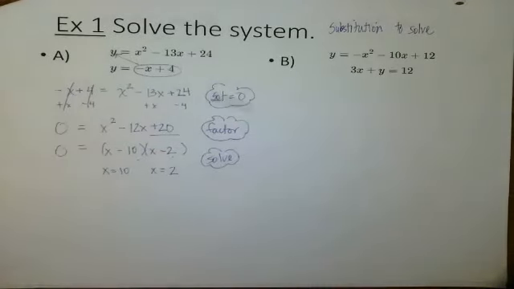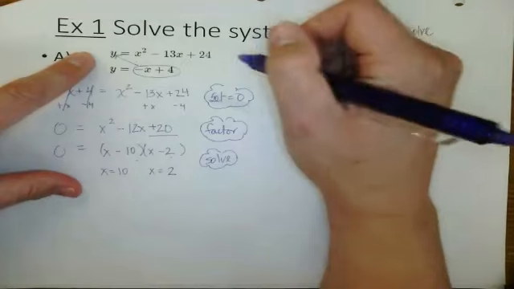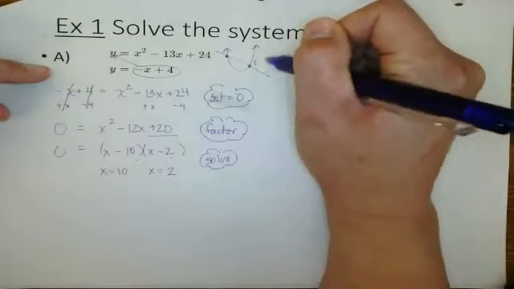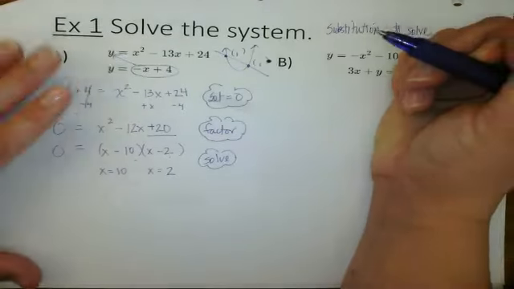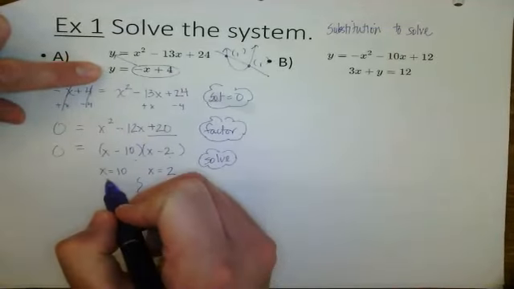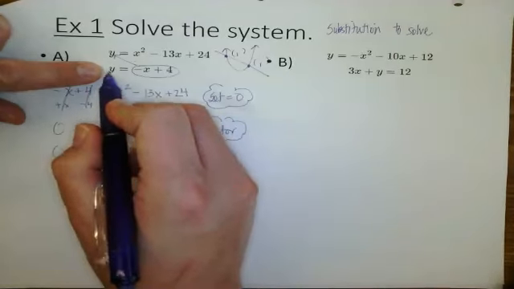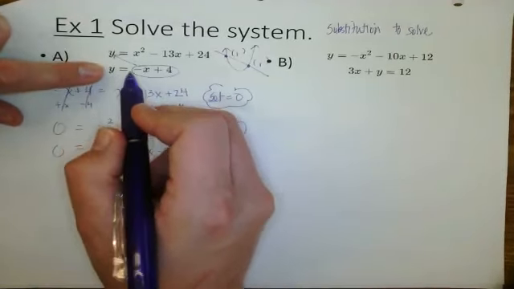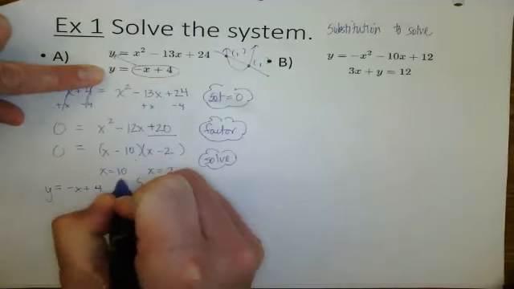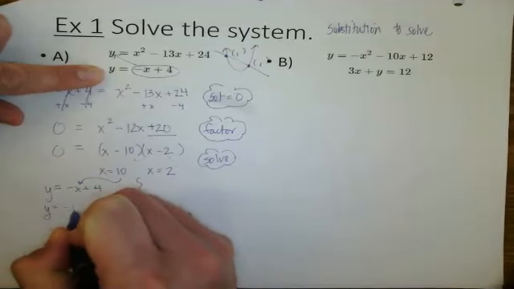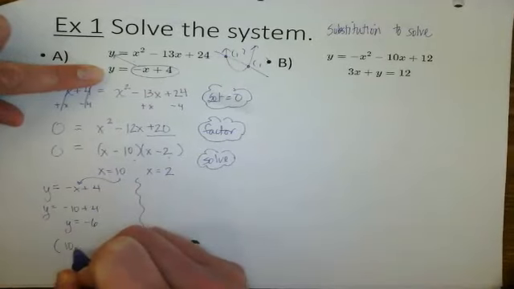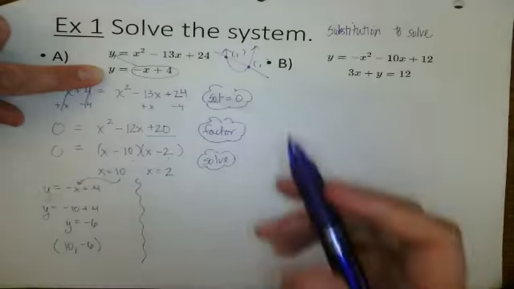Now, you're not done because these are just x coordinates. Remember, this is a parabola and a line. And so we need to find what are these ordered pairs where they intersect. So we need to figure out the corresponding y value. Well, I know that if x is 10, I have a way to figure out y. And you can use either equation, top or bottom. This one's simpler. So y equals negative x plus 4. So I'm going to go ahead and plug 10 in there. So we'd have negative 10 plus 4, which means y equals negative 6. So one solution is 10 for the x, negative 6 for the y.